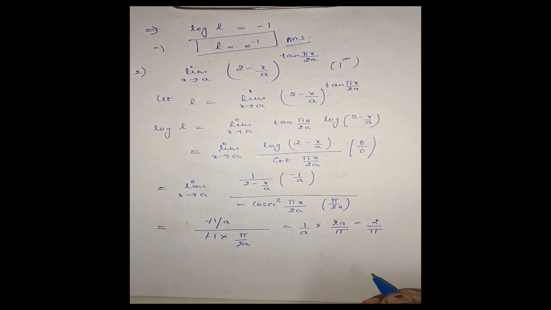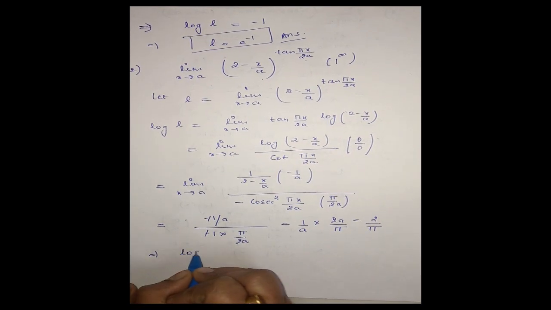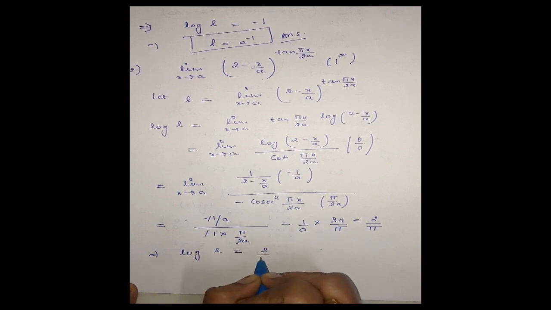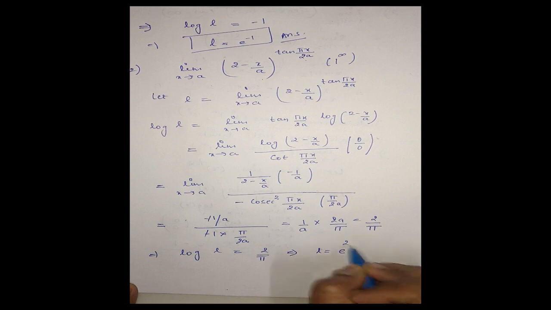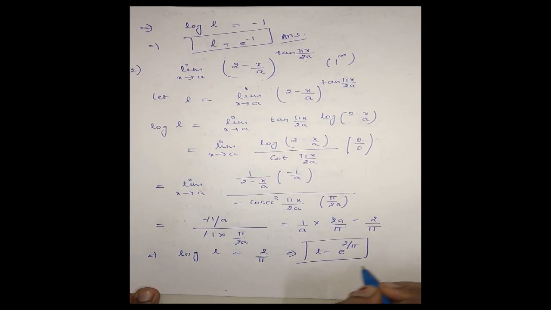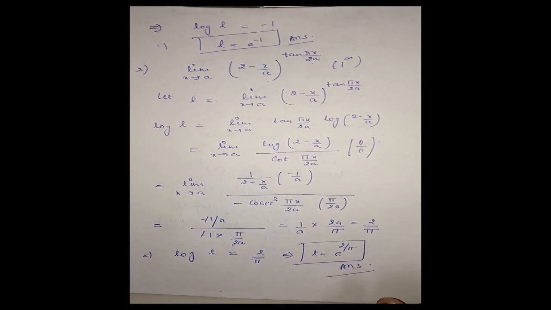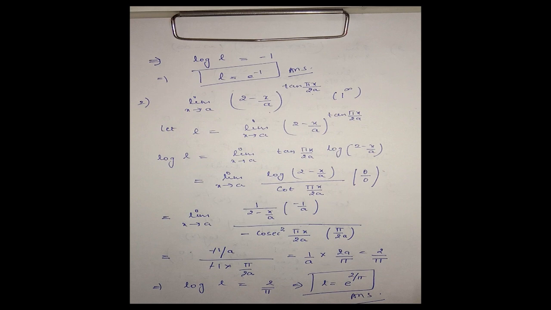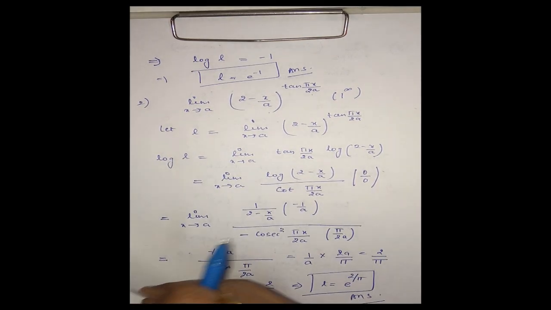Therefore, now we have log L is equal to 2 by pi. This implies L is equal to e power 2 by pi. Okay, now this is the answer. Clear? Okay, now we come to the next problem.